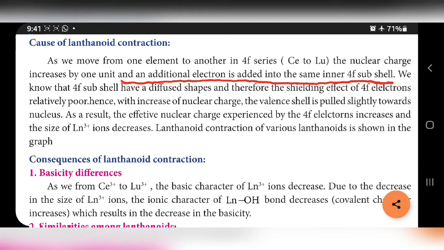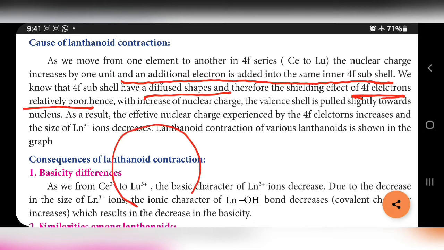We know that the 4f subshell has a diffused shape, and therefore the shielding effect of 4f electrons is relatively poor. This is a very important point. Shielding effect is poor for 4f electrons because of their diffused shape. So shielding is poor means attraction is more. Attraction is more means the nucleus attracts the electrons powerfully. The nucleus attracts the electrons powerfully means size decreases.